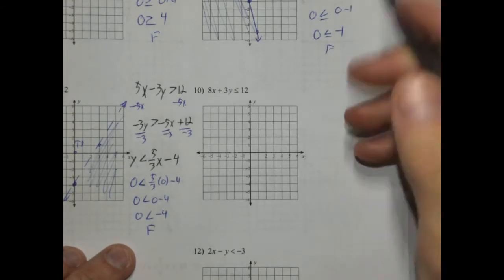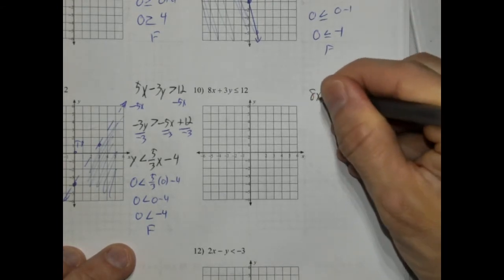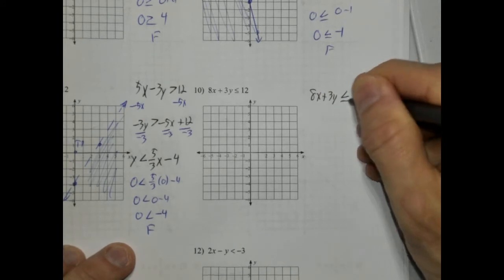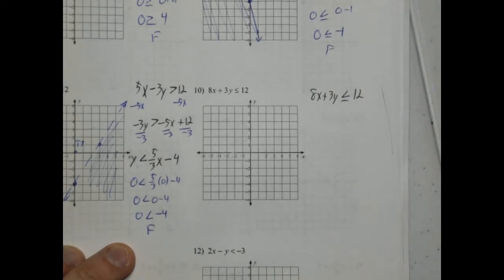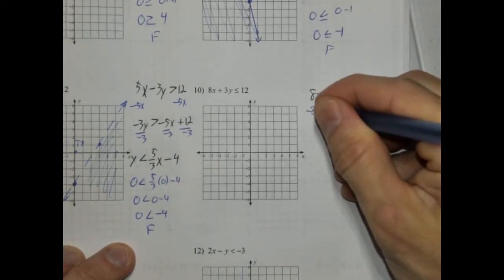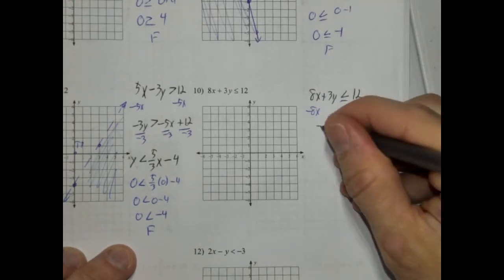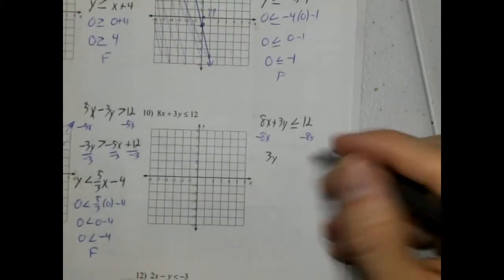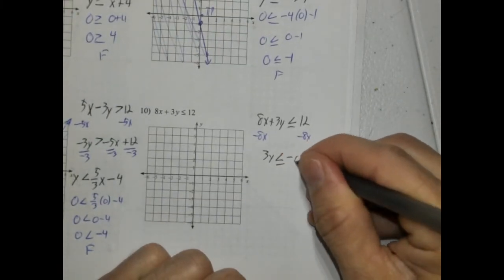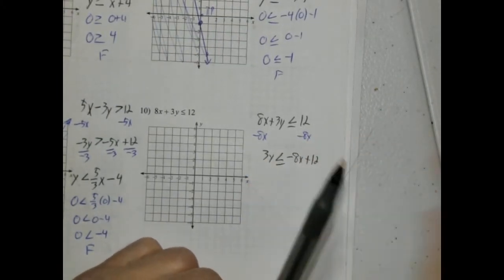Let's try this one. We have time. So 8x plus 3y is less than or equal to 12. We want to subtract 8x from both sides. So we have 3y is less than or equal to -8x plus 12.